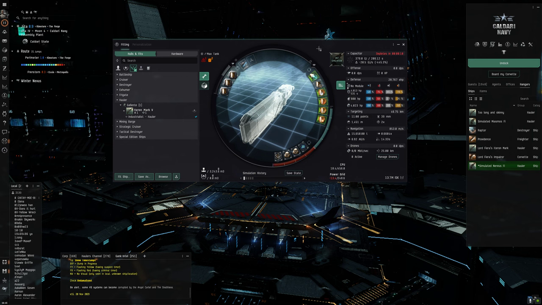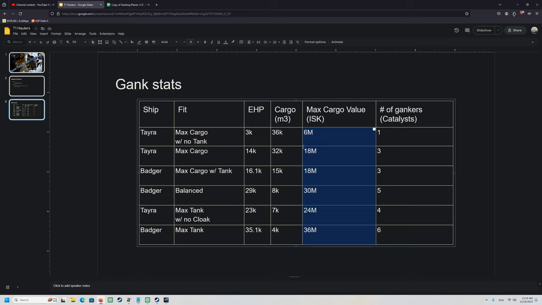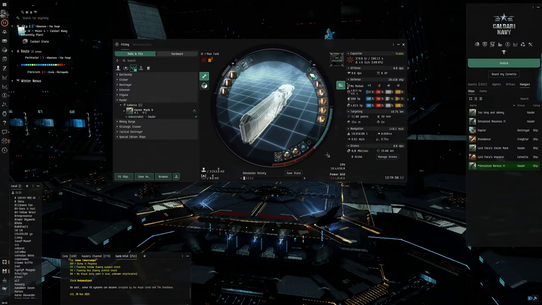But if you have Shield Upgrades 5, then you can actually fit this large compact shield extender along with this 50 mega newton compact micro warp drive along with a cloak, which makes you a relatively safe hauler. Now, going back to my table, this is the one that can hold this one right here. So you can haul 36 million in this ship right here before you become a target.